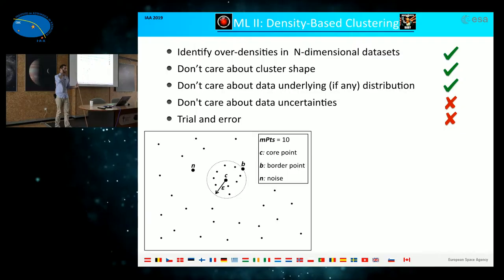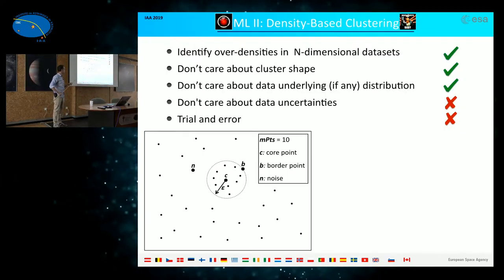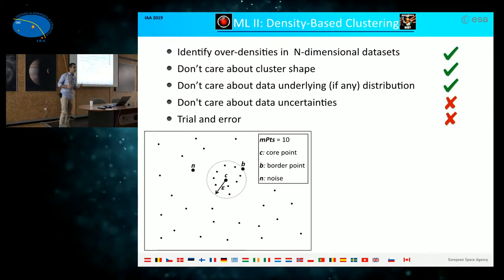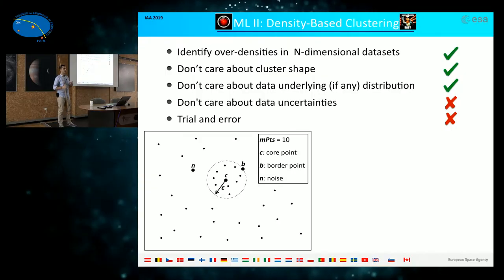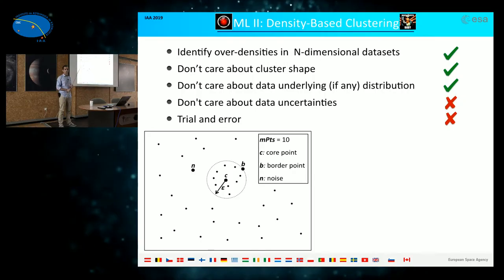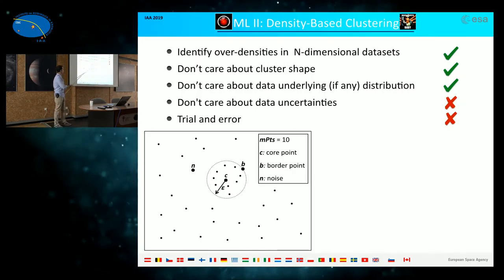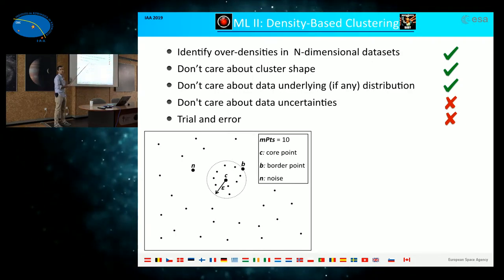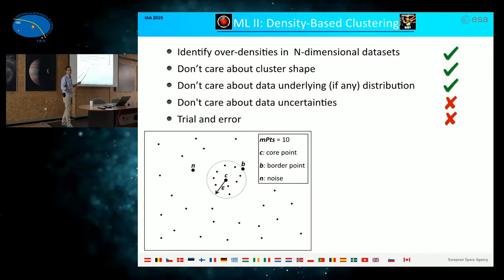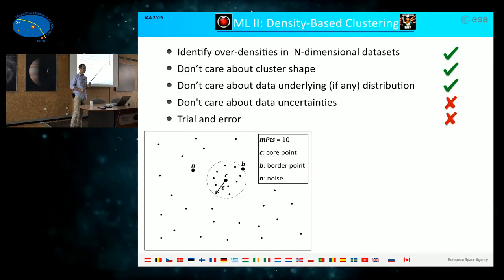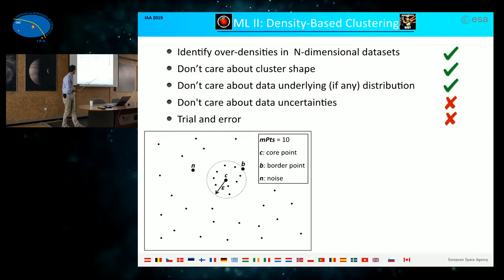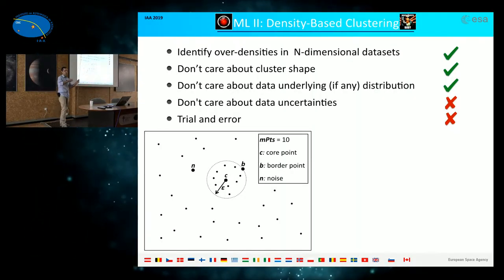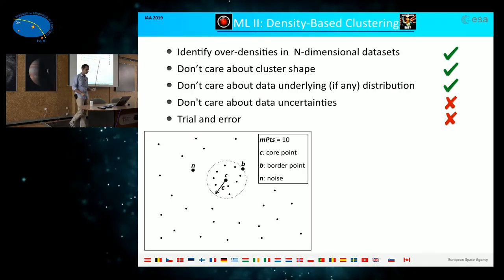How do they work? Again, I don't want to go really too much into the details. I don't want to bore you with the details of these algorithms. But basically, you have to teach the computer what is an overdensity. And to do so, you need to define a distance, what we call epsilon, and the amount of neighbors that surround a point in your sample. This, of course, is simplifying things a lot. And of course, here I'm working in two dimensions. You have to think that in my case, I work in five dimensions. You can extrapolate this to as many dimensions as you want.